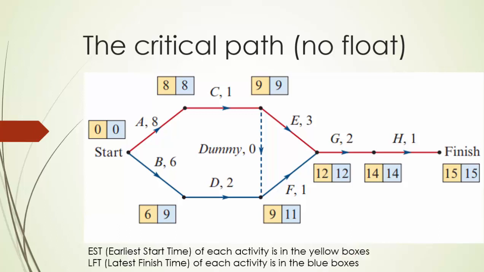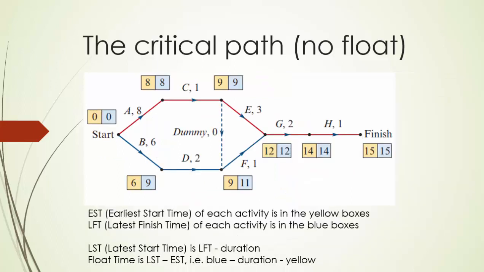More formally, EST, the start time of each activity, is in the yellow boxes. So that's the EST in the yellow boxes, and the latest finish time of each activity is in the blue boxes. EST and LFT. Not only that, but we can say the latest start time for any activity is the latest finish time minus the duration, and the float time is the latest start time minus the earliest start time, which is perhaps easier to remember as blue minus duration minus yellow.